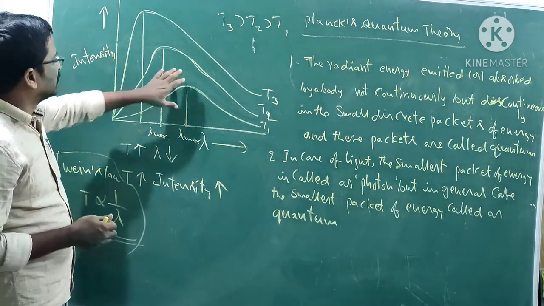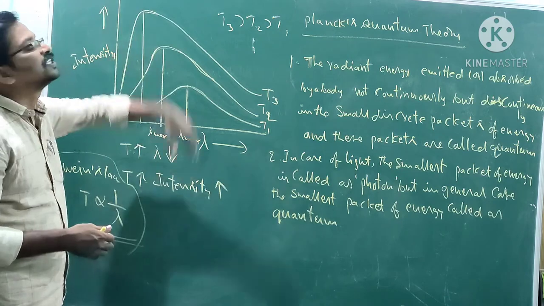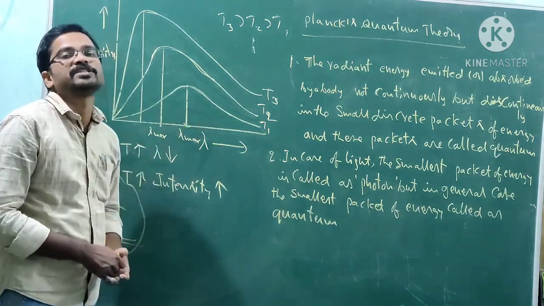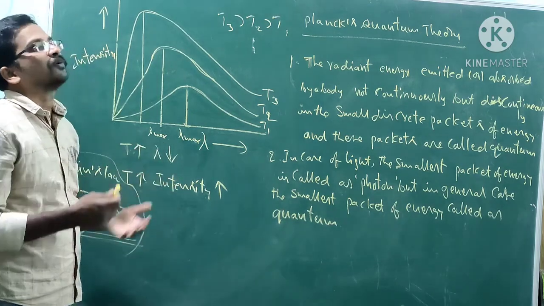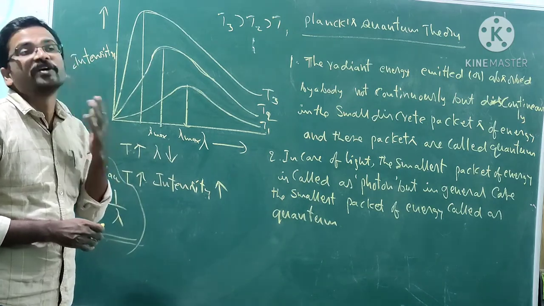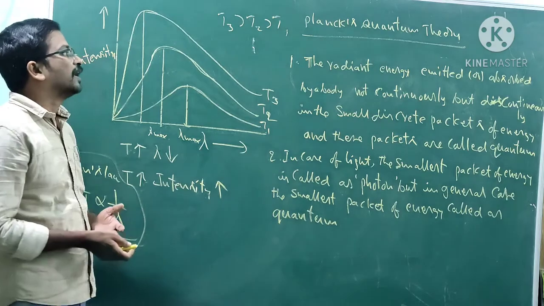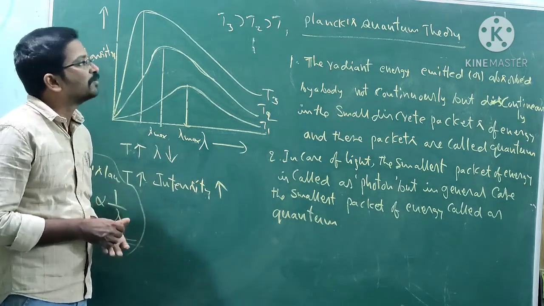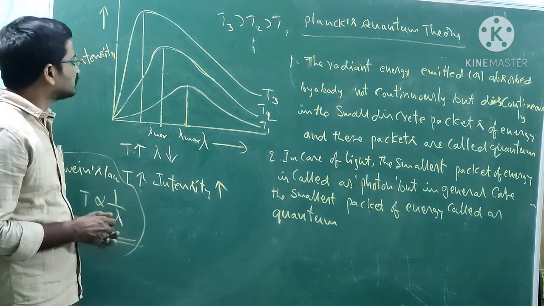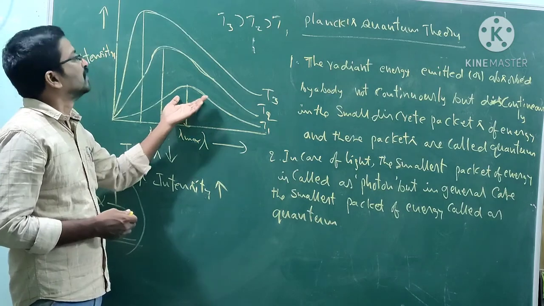From the practical data, which is not explained by the wave nature of the electromagnetic radiation, a new concept was derived by Planck. This is known as Planck quantum theory, and he could explain this concept.